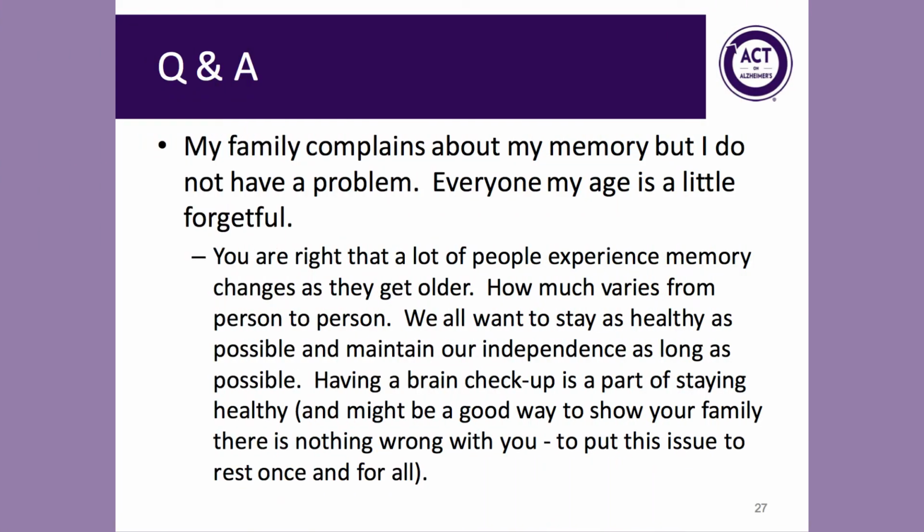Another possible response is something like, "My family complains about my memory, but I do not have a problem. Everyone my age is a little forgetful." You can respond to this type of reaction by saying something like, "You are right that a lot of people do experience memory changes as they get older. How much varies from person to person. We all want to stay as healthy as possible and maintain our independence for as long as possible. Having a brain checkup is another part of staying healthy." And for those who are worried about the follow-up, you might say something like, "And might be a good way to show your family there is nothing wrong with you, or to put this issue to rest once and for all."